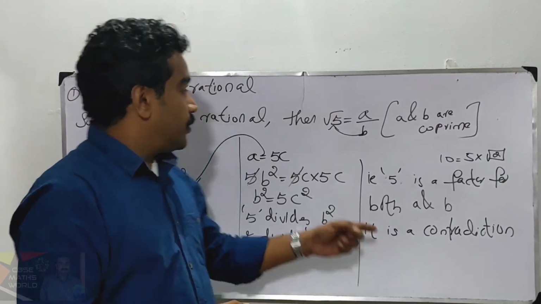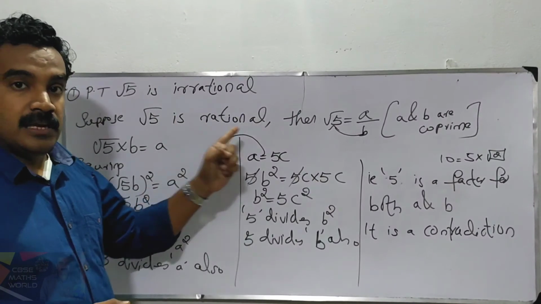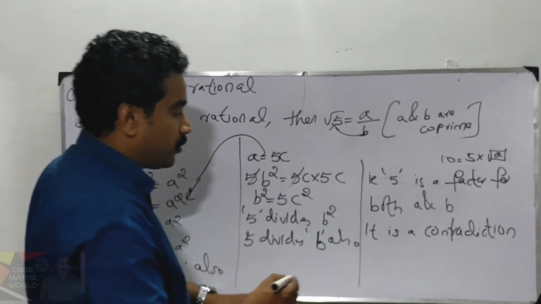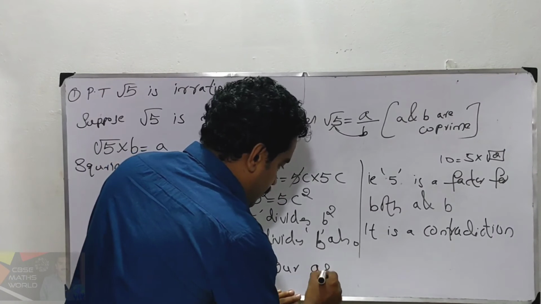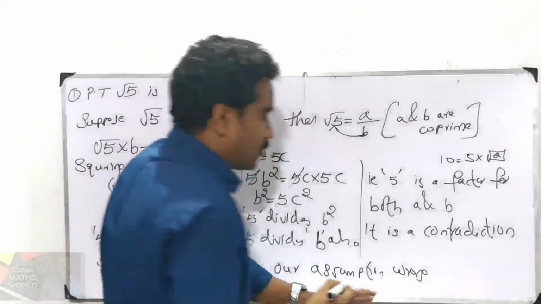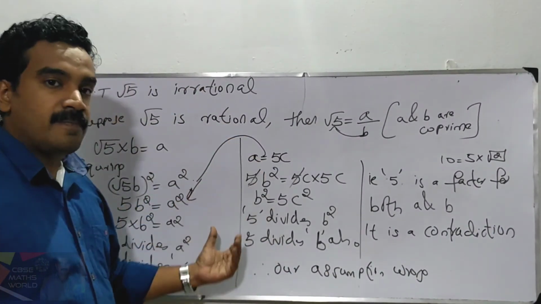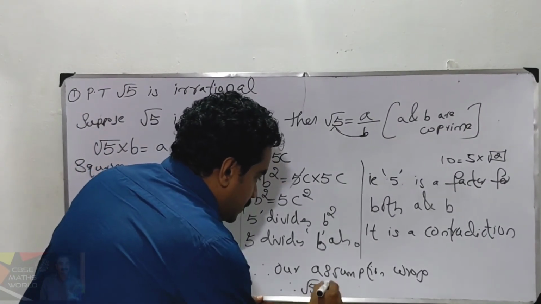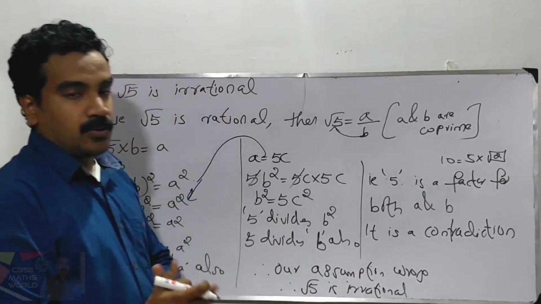Why did this contradiction come? Because of a wrong assumption. What is our assumption? Our supposition was root 5 is rational. The contradiction came because this is wrong. So our assumption is wrong. What is our assumption? Root 5 is rational. So if our assumption is wrong, then root 5 is what? Root 5 is irrational. So the answer is root 5 is irrational.